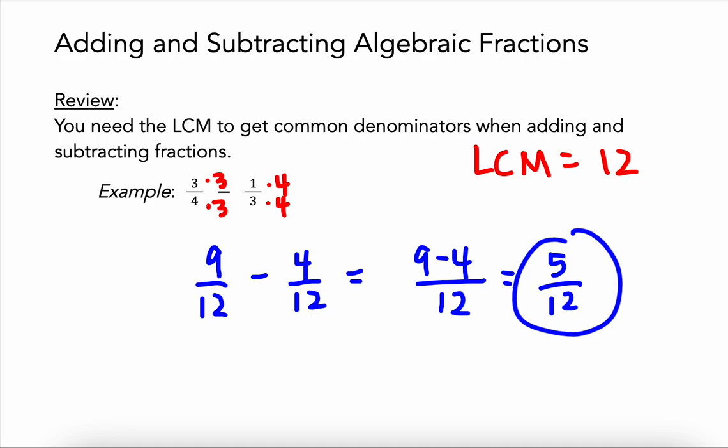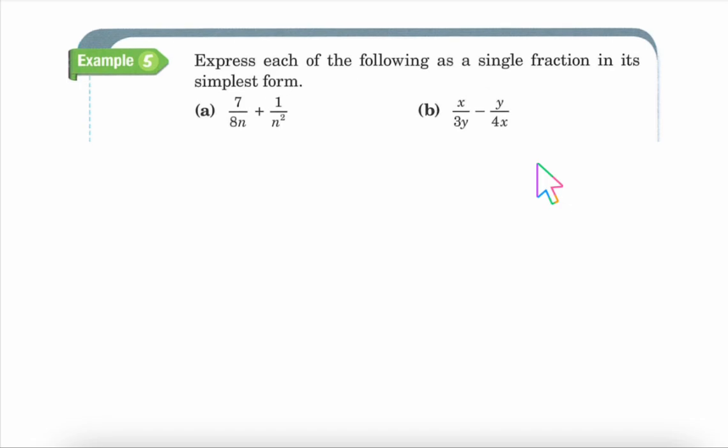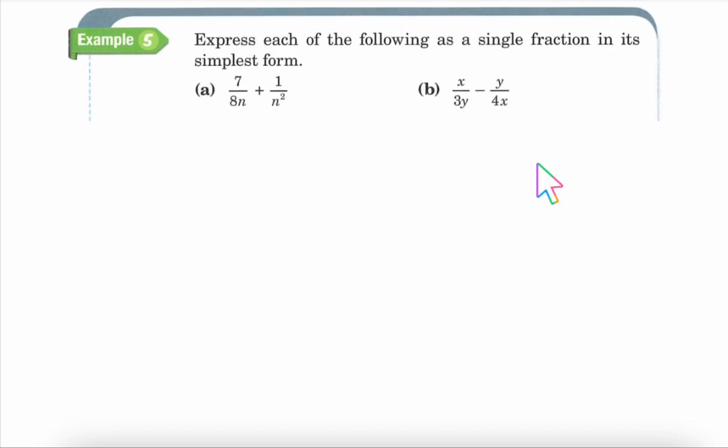All right, so let's take a look at our first example from the book. This is example 5. They want you to express each of the following as a single fraction in its simplest form. So for A, we have 7 over 8n plus 1 over n squared. For B, we have x over 3y minus y over 4x. You'll notice that they do not have common denominators. So that's what we need to get them to. So we'll take a look at A first.